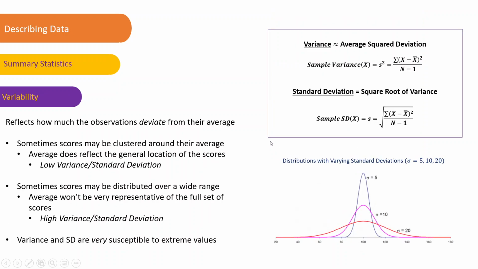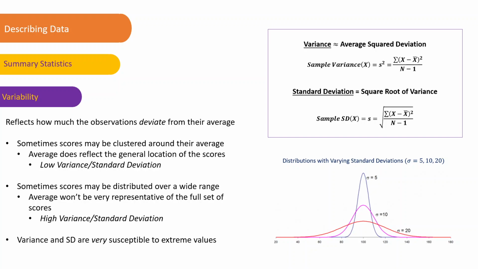So now let's talk about variability. The two most common measures of variability are the variance and the standard deviation, and they reflect how much observations deviate from their average. In other words, when we find our average, sometimes our scores may be clustered around their average, and then the average really is informative about the majority of our scores. It's representative of a lot of our scores because most of them do fall near that average. In that instance, we would say that we have a low standard deviation or a low variance because there's not that much of a deviation of the scores from their sample average.